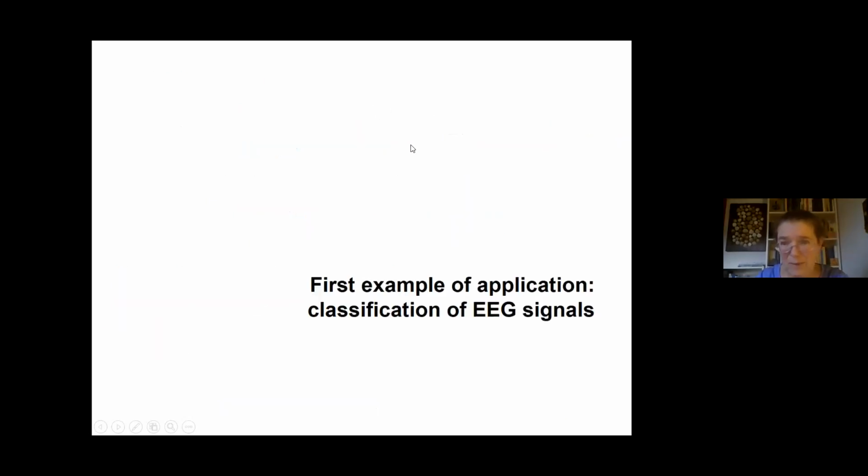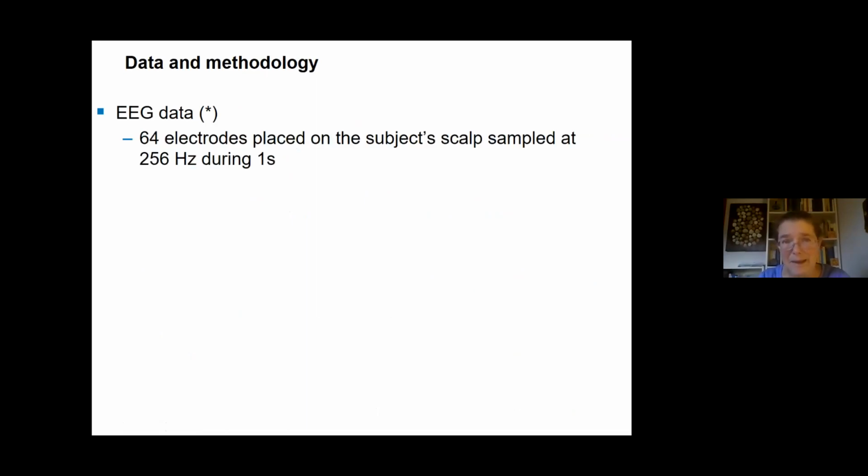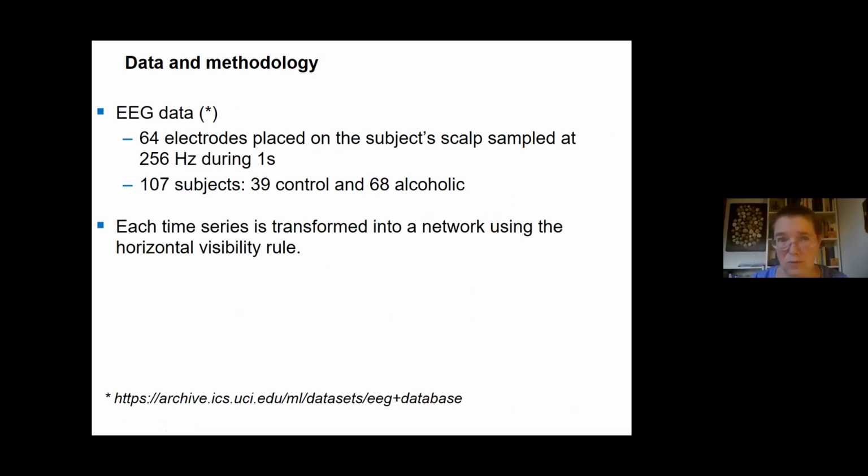So let me show, to begin, a simple application of this formula, which is not related to images, but to the classification of brain signals, EEG signals. We analyzed 16 time series, recorded in a subset during 1 second, from freely available data on 107 subjects, 39 control and 68 alcoholic. To apply this measure, first we need to transform each time series into a network, and then compare networks.